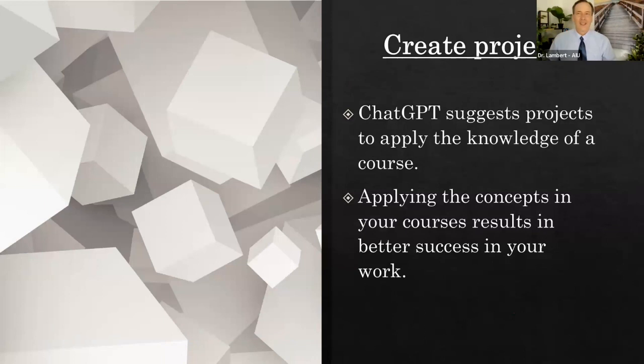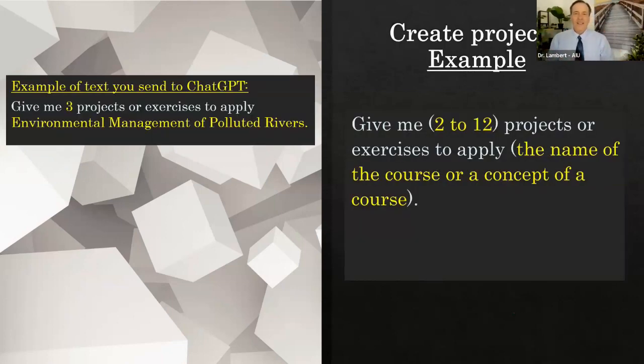There's much more. So now create a project. ChatGPT suggests projects to apply the knowledge of a course. So applying the concepts in your course results in better success in your work. Now there's all kinds of projects you're going to be able to ask here. You could ask it for a statistical research project. You could ask it for a community project. You could ask it for a research project. You could ask it for all kinds of projects. Basically, it says, give me 2 to 12 projects or exercises to apply, and then you give the name of the course or a concept of the course.